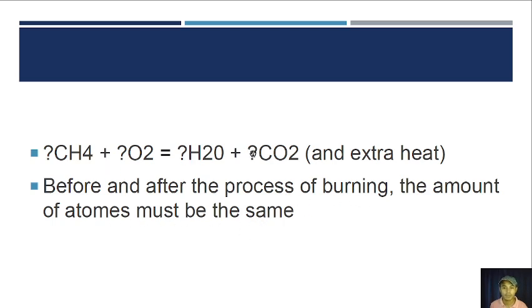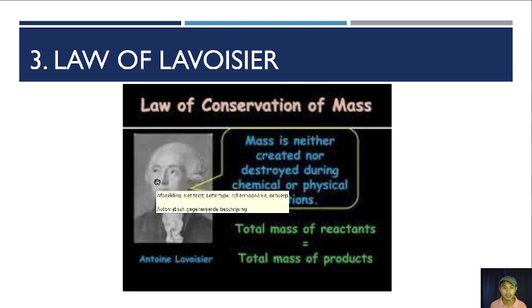So to balance this one, we have one C here and 1 C here. We have 4 H here and just 2 H here. So you just have to put 2 in here to create 4H. 2 times 2 is 4. And then for oxygen, we have 4 oxygen, so you should put 2 in here.